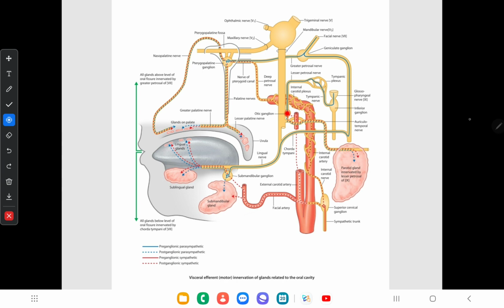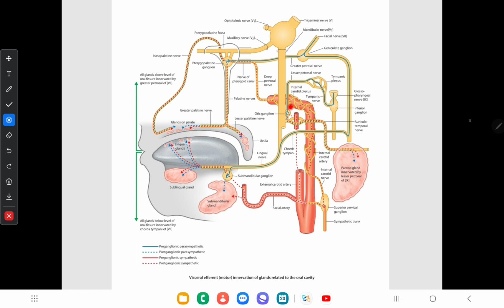Otic ganglion is located deep in the infratemporal fossa just below the foramen ovale. The otic ganglion lies between the trunk of the mandibular nerve on lateral side and tensor palatini muscle on medial side. When we talk about the connections of the otic ganglion, the parasympathetic root is formed by lesser petrosal nerve, which is an indirect branch of the glossopharyngeal nerve. This is the lesser petrosal nerve, you can see. So, this forms the parasympathetic root. Lesser petrosal nerve forms the parasympathetic root.